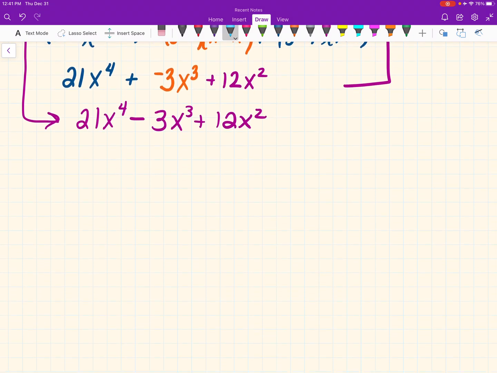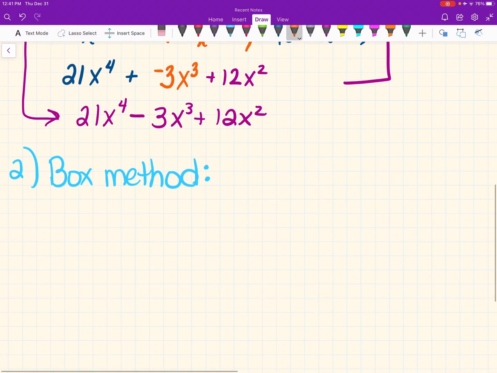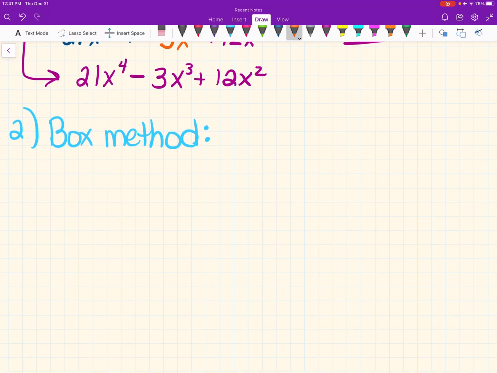You could also use the box method. I have found over the years that a lot of kids who are more visual thinkers, who are sometimes more creative in their thinking, like this method. And those of us who are more structural find this method just, why would anybody use it? So again, this just illustrates how we all think differently. So let's do this problem.